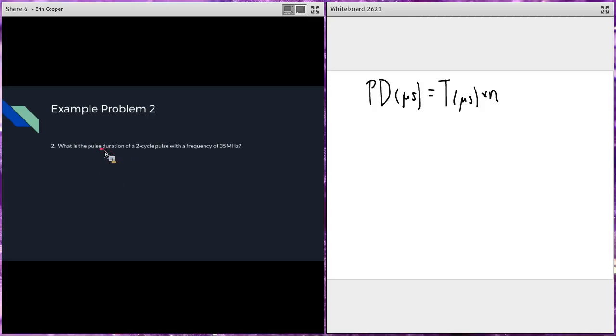All right, awesome. So we're looking for pulse duration, and do we have cycles? Yes, cycles are indicated here. So what is the pulse duration of a 2-cycle pulse with a frequency of 35 megahertz? Okay, so we have the number of cycles. We know that n equals 2. And that is just a number. It doesn't have any units because that's how many there are. Kind of like I have 2 apples. In this case, we have 2 cycles. And we have a frequency of 35.